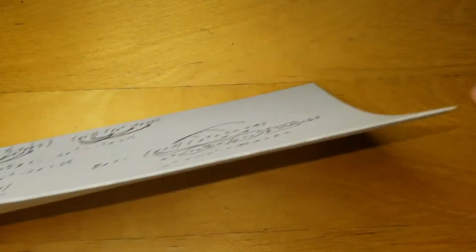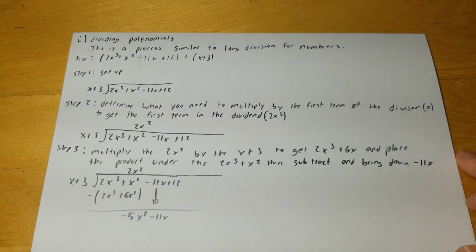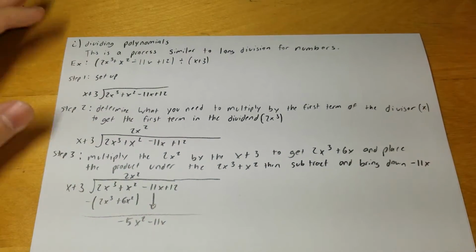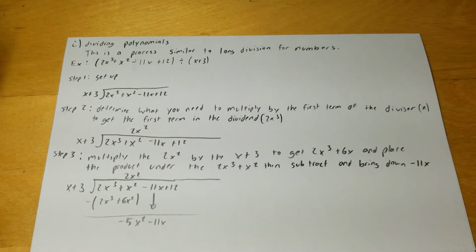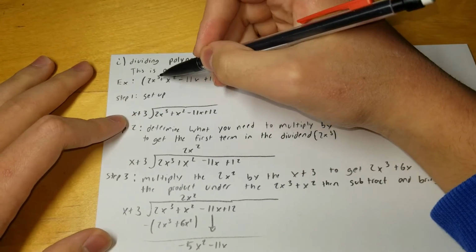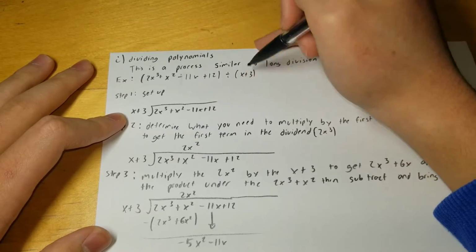Okay, moving on. Dividing polynomials. Once again, this is a pretty long subtopic, but it's pretty simple to understand. This process is basically similar to long division for basic numbers. Take for example right here, 2x cubed plus x squared minus 11x plus 12 divided by x plus 3.